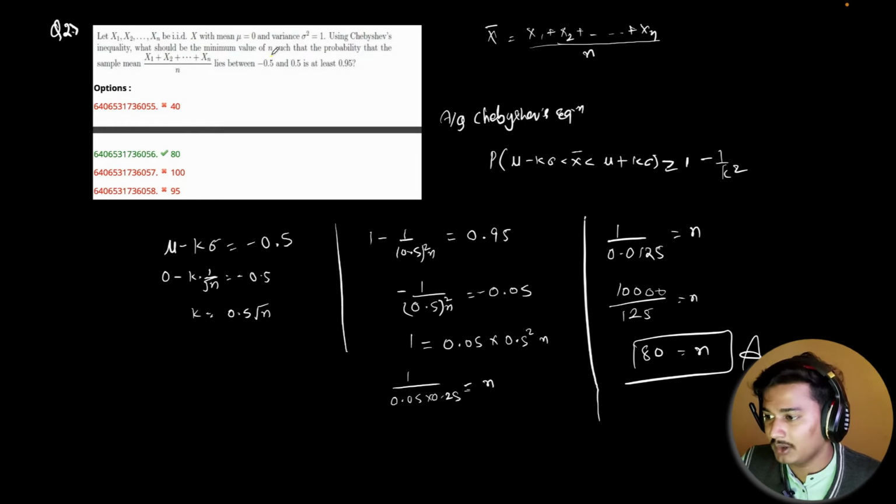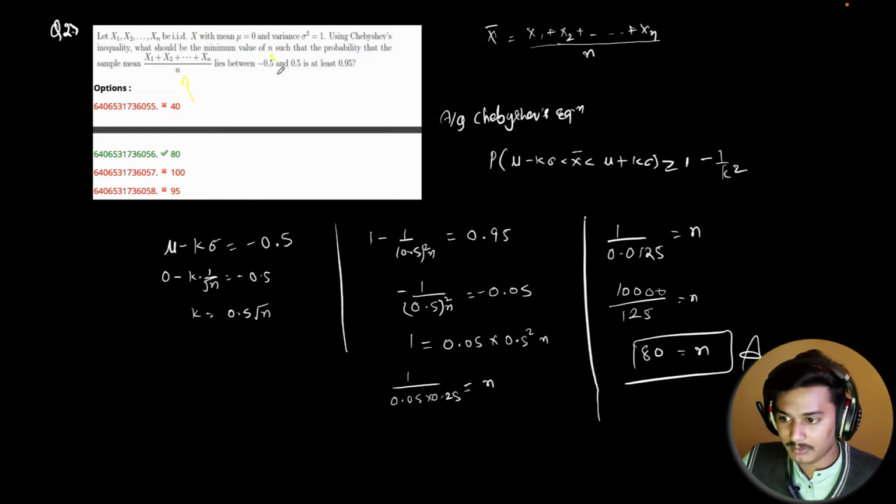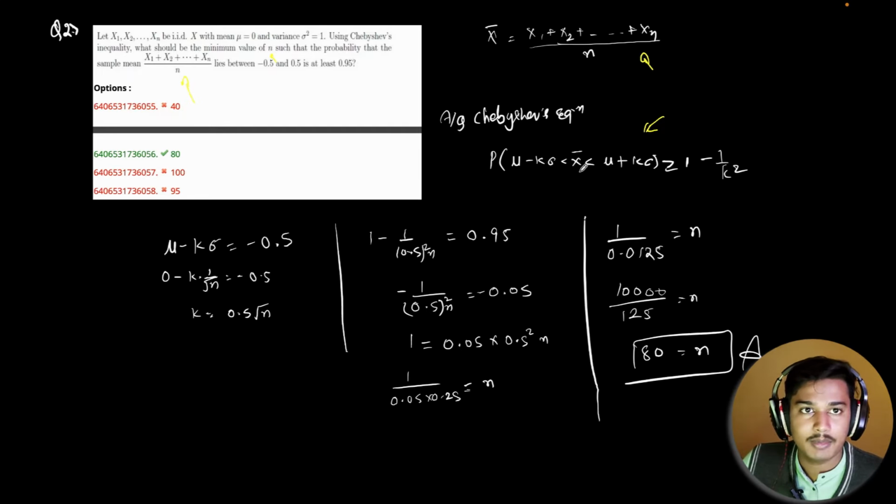Okay, what we want is the minimum value of n such that the probability that the sample mean lies between minus 0.5 to 0.5, okay? So what we want is the probability of the sample mean being between minus 0.5 to 0.5, okay? So this is our sample mean, right? So according to Chebyshev's inequality, we have this particular thing, right? Where now this time we have x mean of x, sample mean, right?